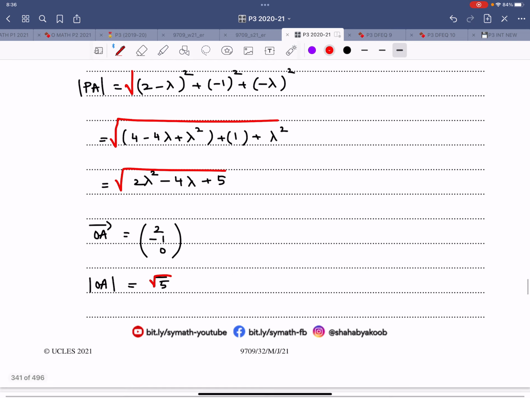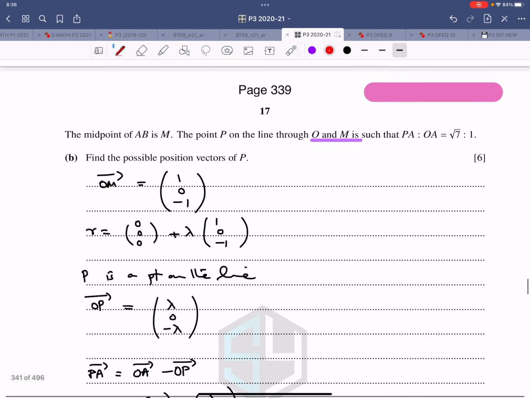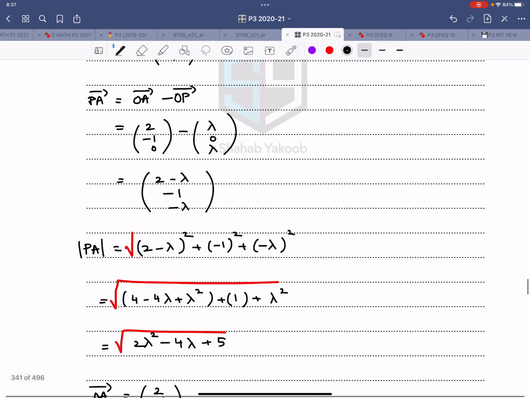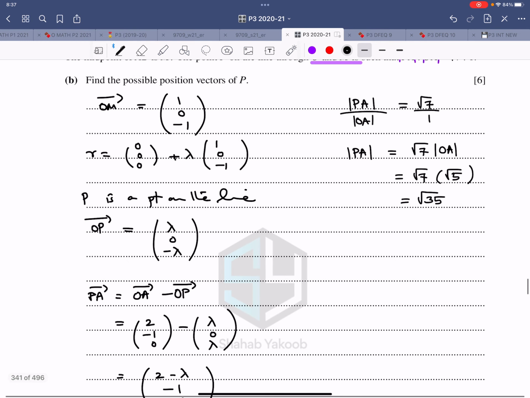Now what does it say? The ratio of PA is to OA. So this is PA magnitude. OA magnitude is root 5. So magnitude of PA divided by magnitude of OA is root 7 is to 1. In other words, PA magnitude is root 7 times the magnitude of OA, which is root 7 multiplied with root 5, which is root 35. So that is also done. So 2 lambda squared minus 4 lambda plus 5 is equal to 35 because the square root disappears.